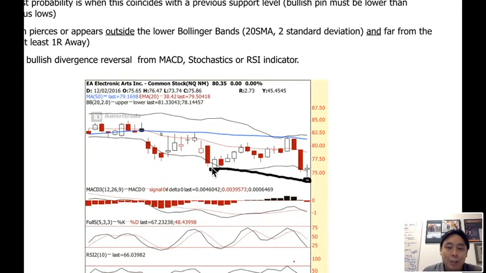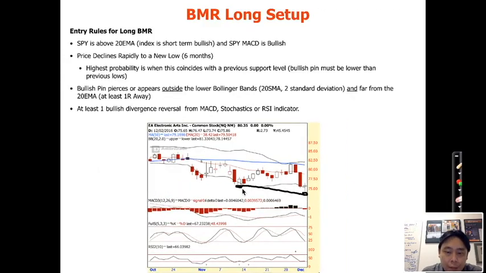So the price is making lower lows, and if you look at the corresponding indicator, the MACD, what's happening? That's right, the MACD is making higher lows. So we have a bullish divergence. That meets all the criteria for this long setup for BMR.